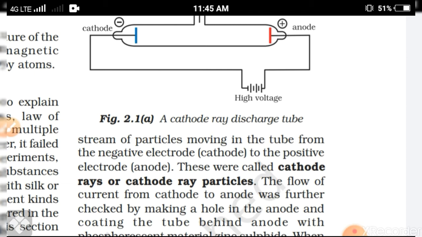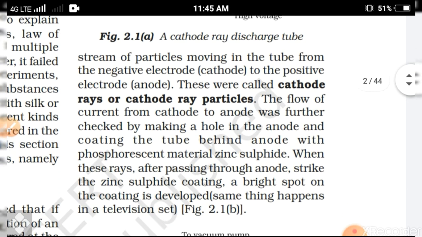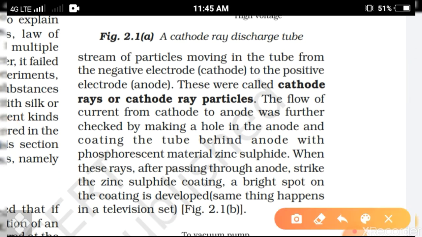So these were called cathode rays or cathode ray particles. What is this known as? Cathode rays or cathode ray particles. The flow of current from the cathode to the anode was further checked by making a hole in the anode and coating the tube behind the anode with a fluorescent material.